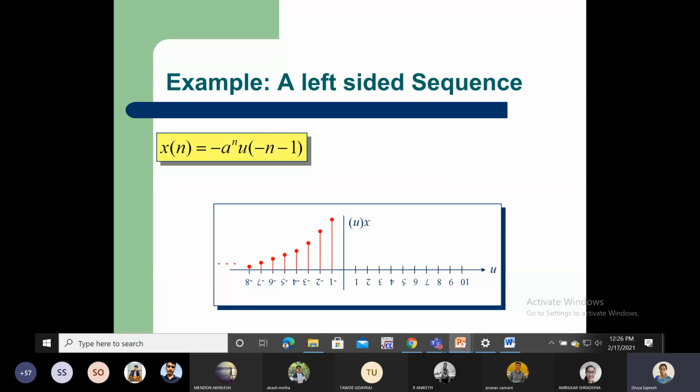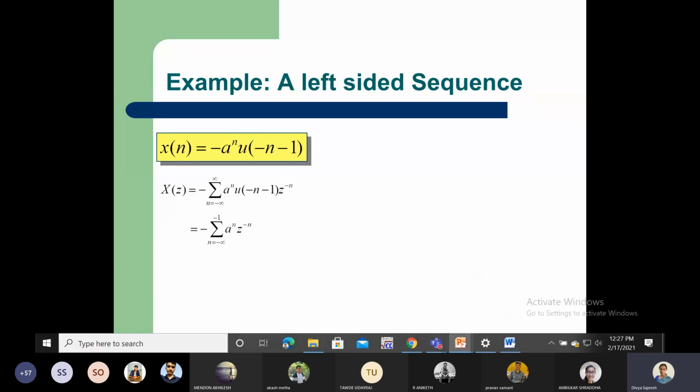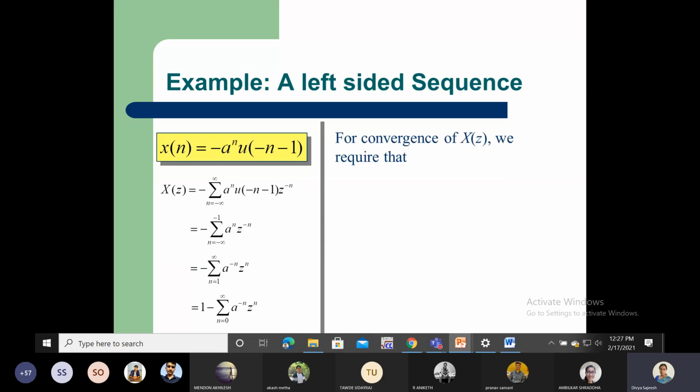Now we will see a left sided sequence. It is minus of n minus 1, so left sided it is. If we apply the Z transform for that, we will see that in the next class. It takes time.